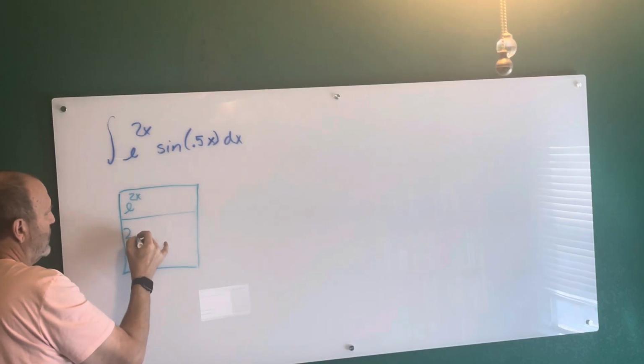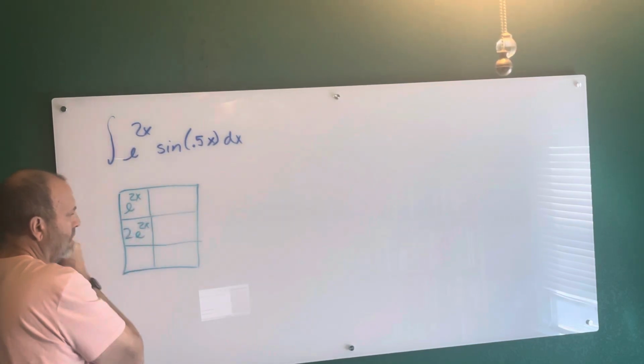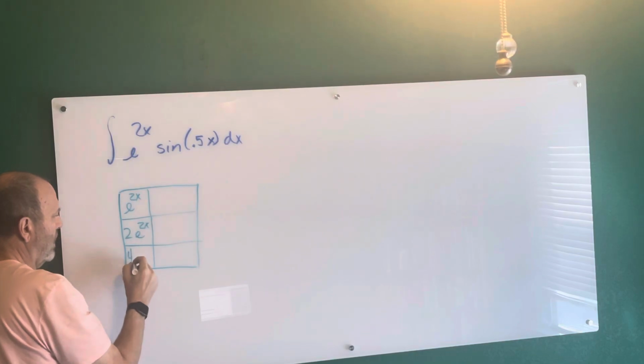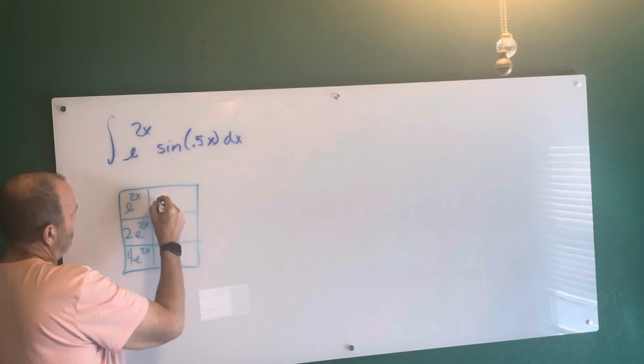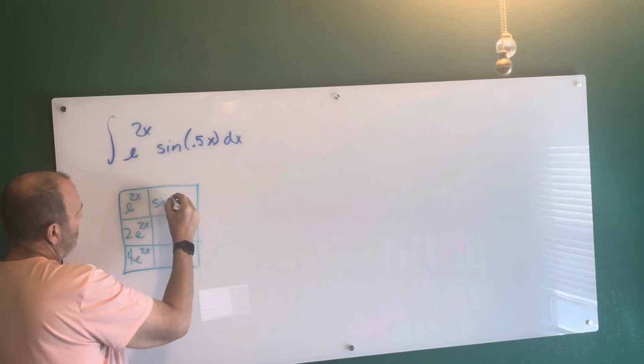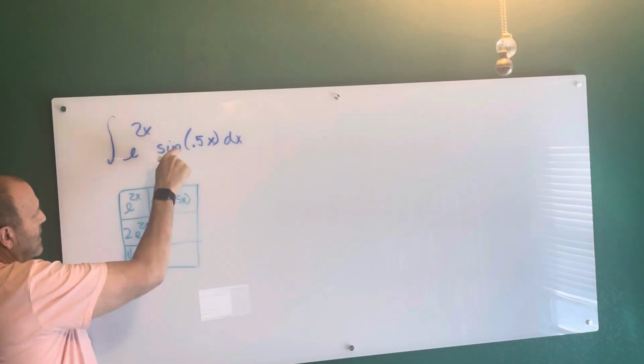That's going to be 2e to the 2x. And we'll take the derivative of that, and that will be 4e to the 2x. And then I start off with sine of 0.5x here. I need to integrate this so that I get to that.